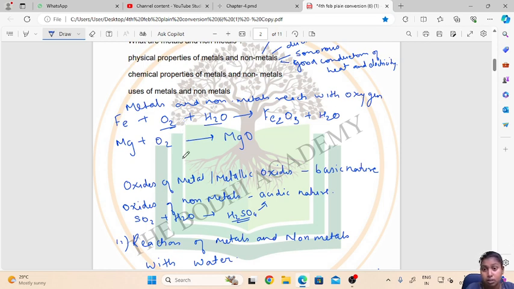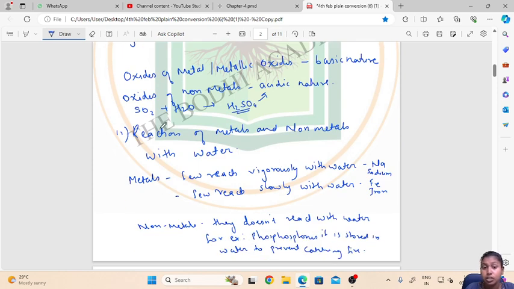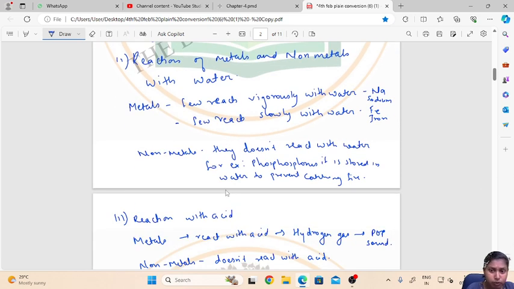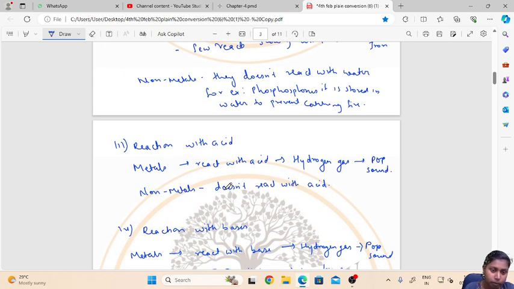When metals and non-metals react with oxygen, they form metallic oxides and oxides of non-metals. The metallic oxides formed are basic in nature, whereas non-metal oxides are acidic in nature. Then we have seen their reaction with water. Few metals react vigorously with water. For example, sodium reacts very vigorously with water, whereas iron reacts very slowly. Non-metals do not react with water, but a non-metal like phosphorus catches fire when exposed to air, hence it is stored in water.